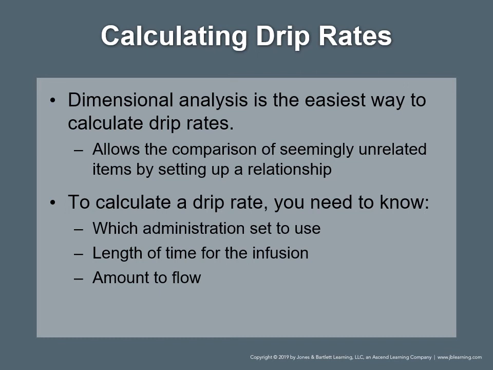Example, order is given for 250 milliliters of normal saline over 90 minutes. The administration set is 10 drops per milliliter. To determine how many drops per minute should be given, y'all see that?